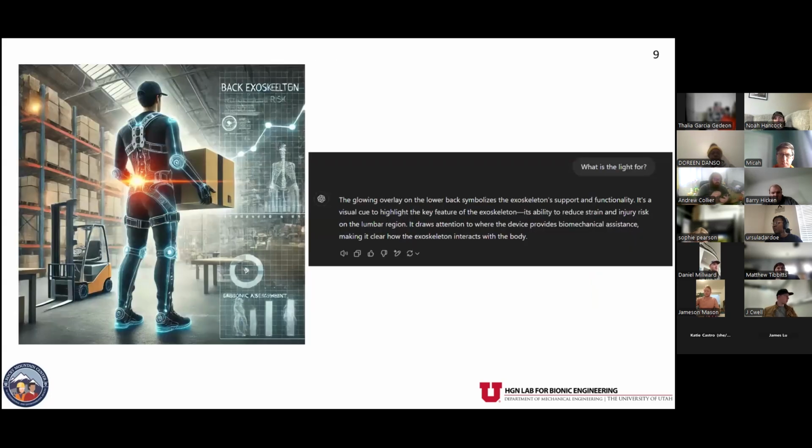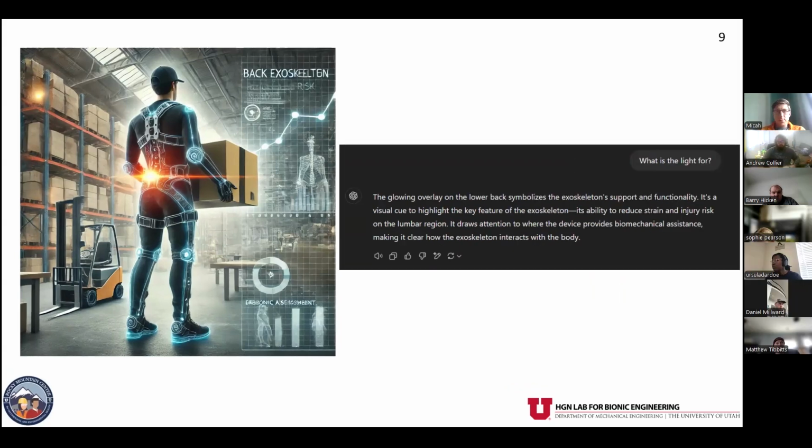So for my AI portion of this, I said, okay, give me a cover photo of this study. And I thought it was really cool. They gave me this really cool exoskeleton on the back. There's this graph on the top right that seems like it's increasing risk while wearing a back exoskeleton. I was like, well, that doesn't seem right. And then there's this bright shining light in the middle. And I asked it, what is the light for? It's like the glowing overlay on the lower back symbolizes the exoskeleton's support and functionality.